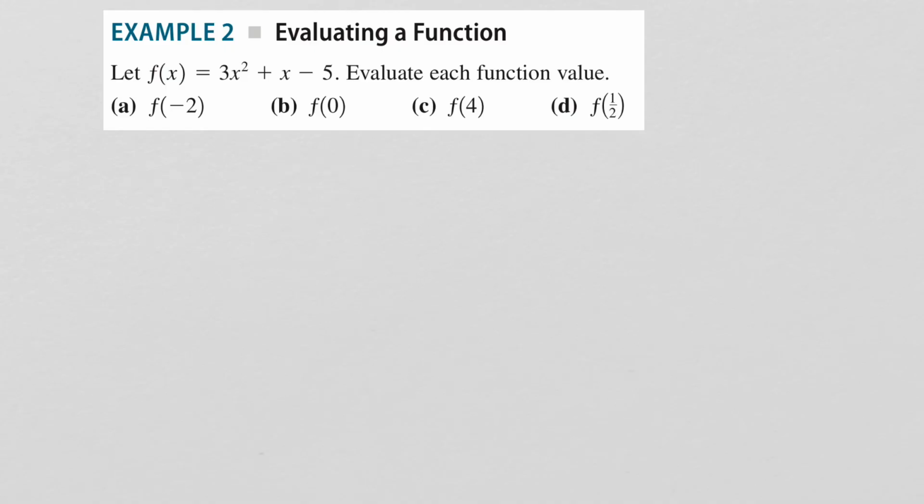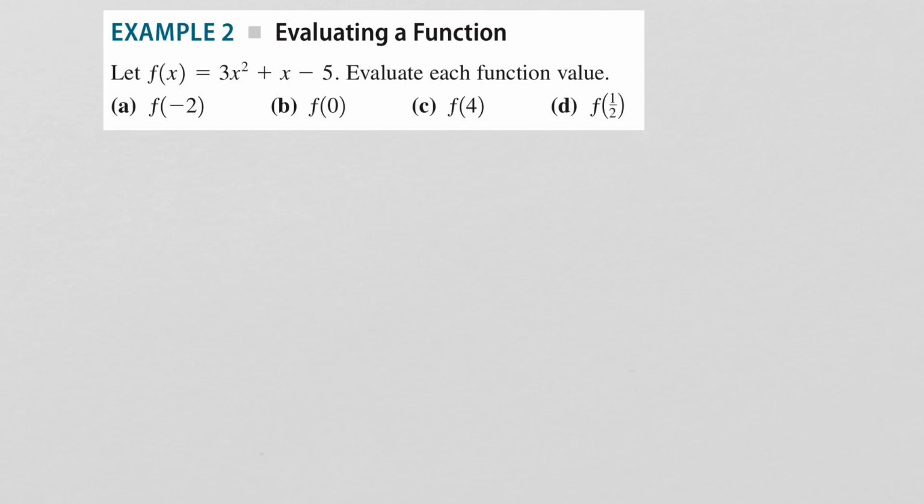For the next one, f of 0. Again, we're just going to replace x with 0. And this is quite a bit easier because 0 squared is 0, and 3 times 0 is 0. So this is just 0 plus 0 minus 5. And that turns out to be negative 5.